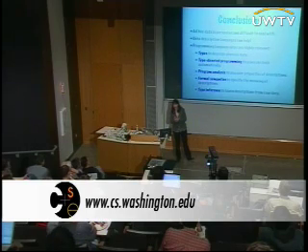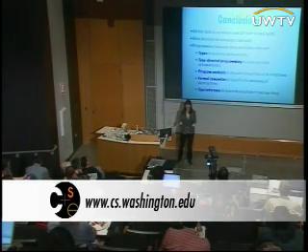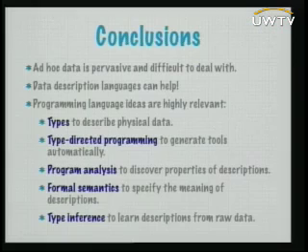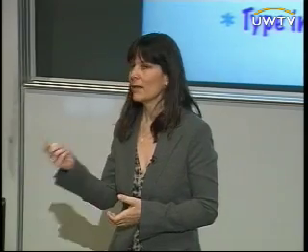Okay, so I just wanted to conclude by summarizing what I talked about. Ad hoc data is pervasive and really difficult to deal with. Data description languages can make it much easier to deal with. Programming language ideas are a good source of inspiration for how to deal with ad hoc data. Types we can use to describe the physical layout. Type-directed programming allows us to generate tools that will work over any instance of data that has one of these descriptions. So it allows us to write really useful mega tools that will generate tools for each particular instance of the data. And then we can use type inference to generate descriptions automatically that we can then manipulate by hand.